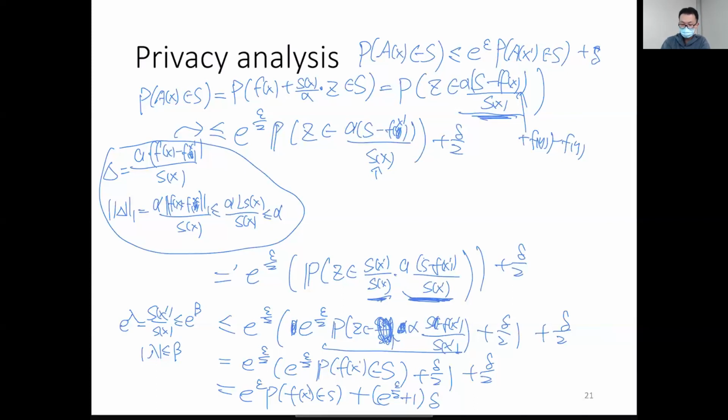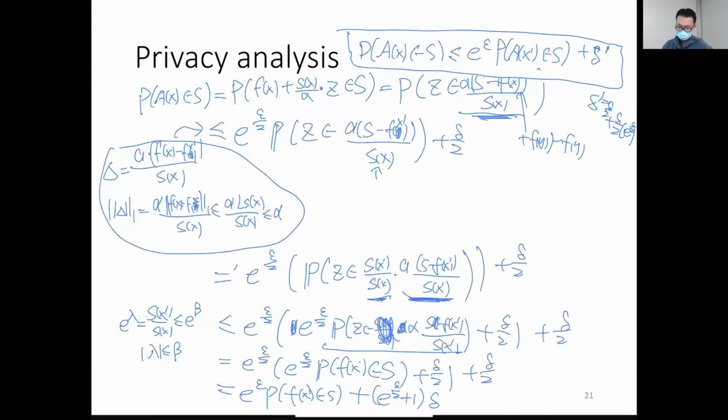So it's not quite what we wanted to prove, but it's pretty close to what we want to prove. So basically what we end up proving is that there's a delta prime, and delta prime is equal to this half delta plus half delta e to the power of half epsilon, right? So for small epsilon, these are more or less the same, but for large epsilon, there's an exponential blow up on the delta parameter.